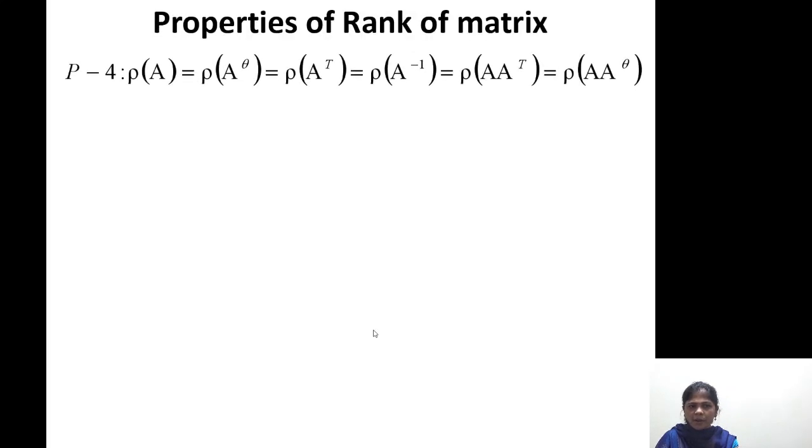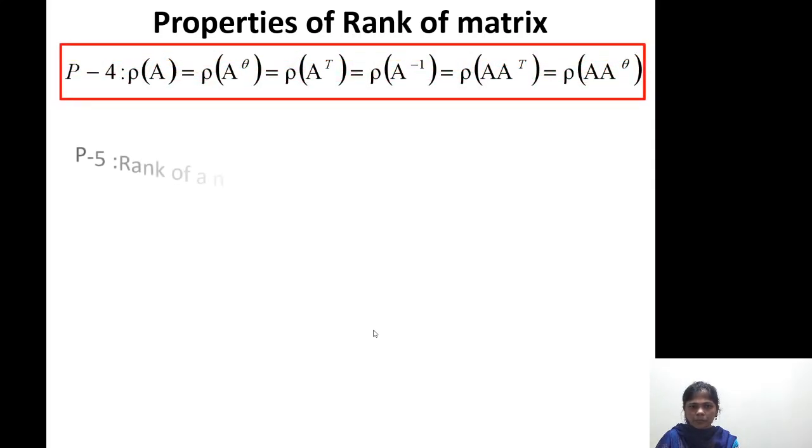It says that rank of A is same as rank of transpose of conjugate of a matrix, which is again equal to rank of transpose of a matrix, which will be then equated to rank of A inverse of a matrix, which is same as rank of product of matrix into its transpose, and then all these are equal to the rank of product of A and transpose of conjugate of a matrix.